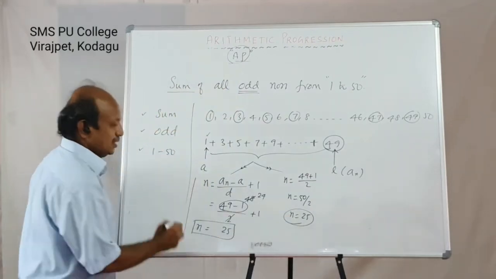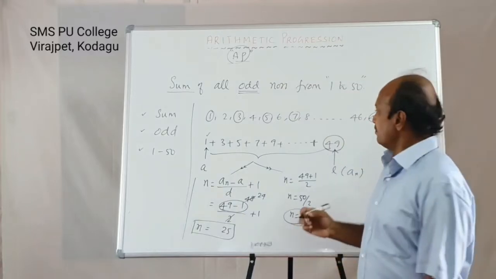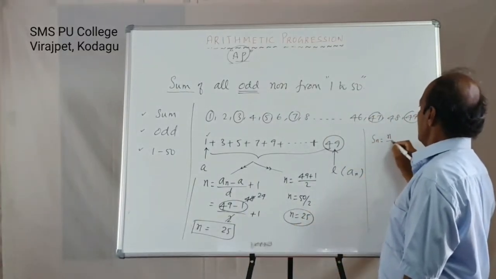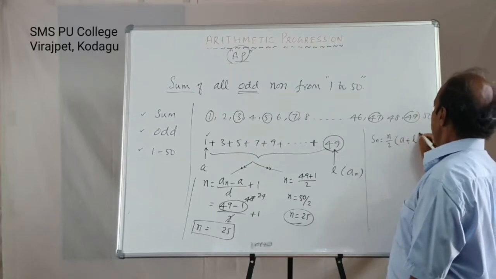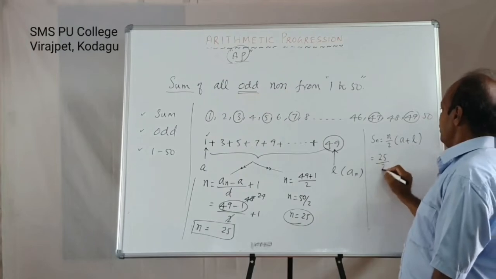Therefore it will drastically reduce the time. Right. Now what you have to find? You have to find the sum of this. That means Sn you have to find. Sn is nothing but n by 2 of (a plus l). What is n? The n value is 25 by 2.